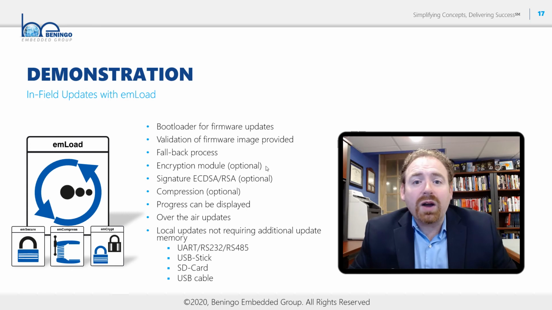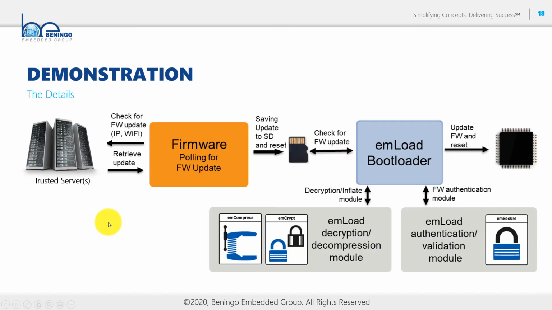So let's take a look now at what's actually happening behind the scenes with the demo software in a little more detail. As I explained a little bit before, this is what the actual demonstration was showing us. You can see here we had our trusted server. Over Wi-Fi, the firmware polls the server to see if there is firmware available.